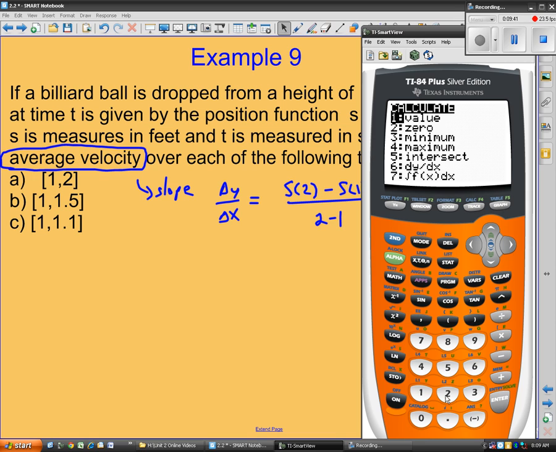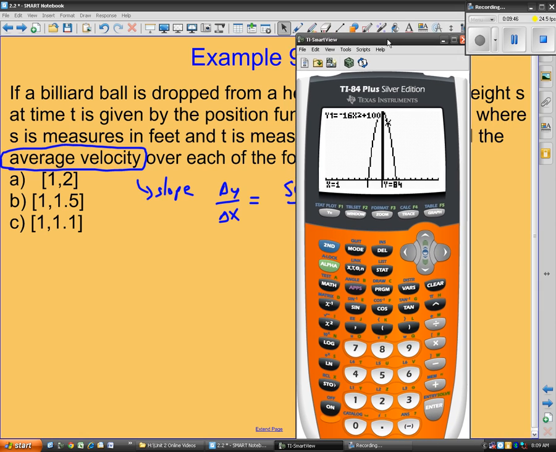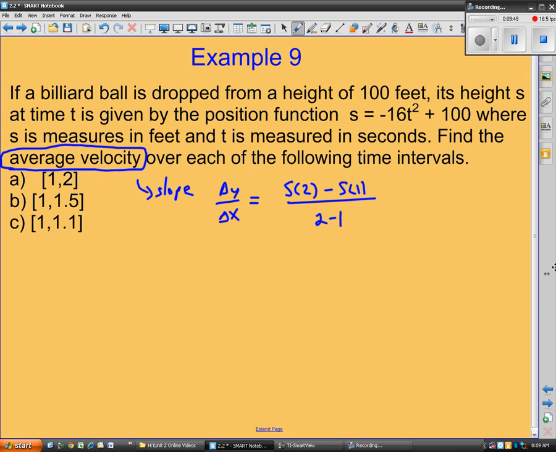So now I can say my slope will be 36 minus 84 over 2 minus 1. And with a little bit of simplification on this, I end up with negative 48 over 1, which means my average velocity between 1 and 2 seconds is negative 48 feet per second. I don't have room to write it, but it's feet per second. So then, if I want to find the average velocity between these 2 points, 1 and 1.5, again, we're doing slope.